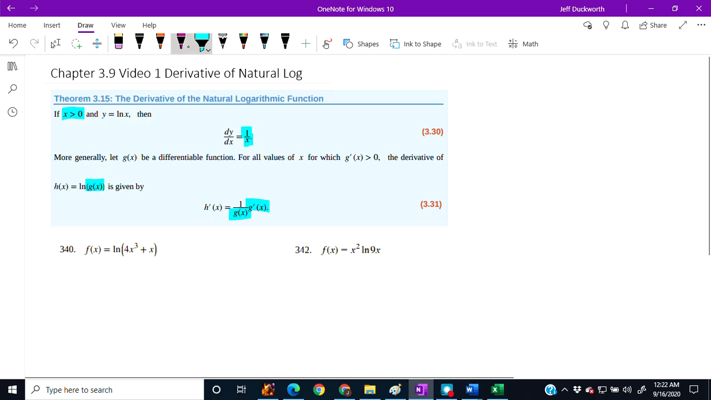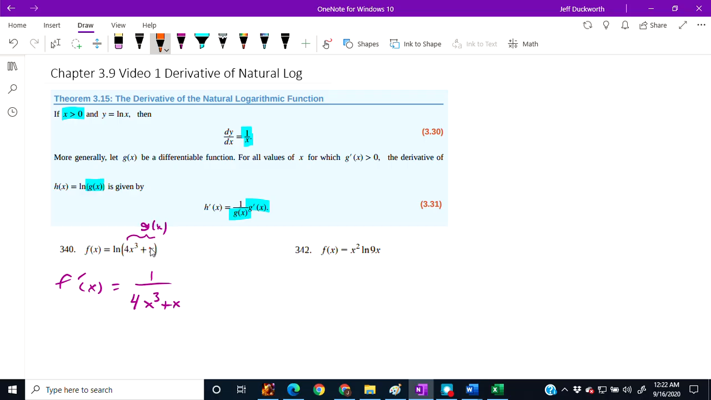So problem 340. Using our basic formula, 1 over the function, so this guy here will be our g of x. f prime of x is equal to 1 over that whole thing, so 4x cubed plus x. And then I need to take the derivative of the inside. The derivative of 4x cubed becomes 12x squared when we take the derivative of it. And the derivative of x is just 1, so plus 1. And you put that on top and you're done.